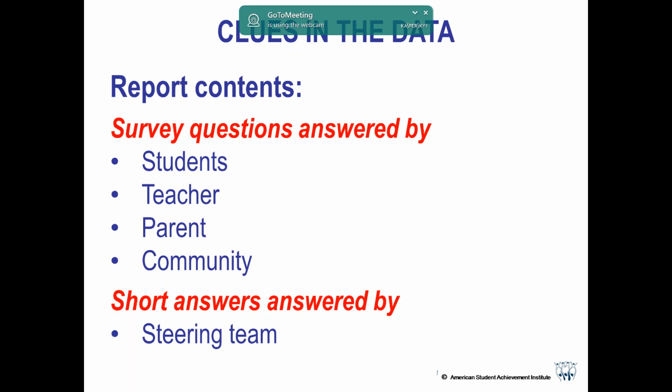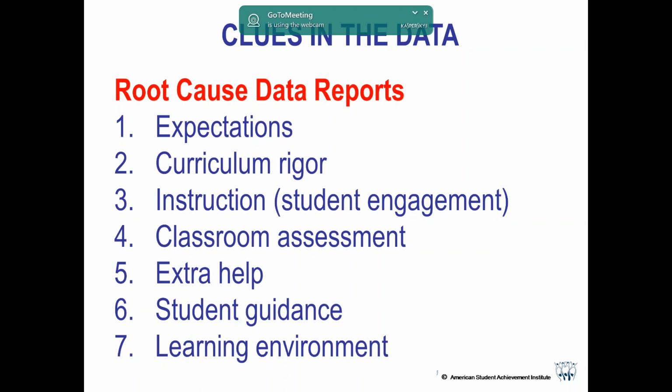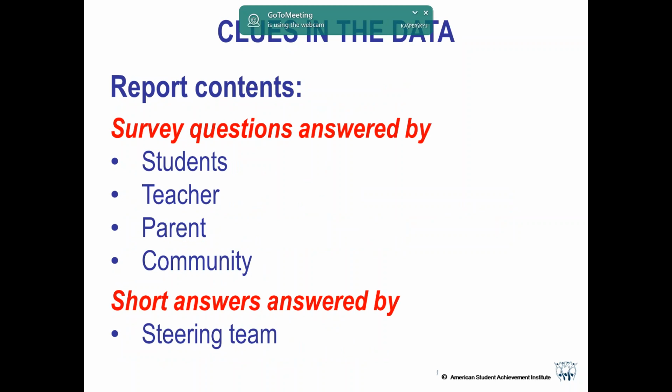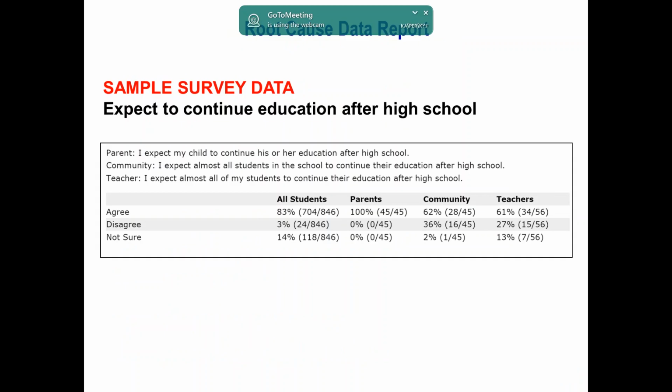And then also there are short answer questions that were answered by the steering team about programs in the school, what opportunities kids have in the school. And for the expectations report, those questions will be pulled out of that section of your input and put onto this one report as well. So you're going to see one report that says expectations, but just keep in mind that we've pulled the questions off of all the surveys and off of the short answer responses that have to do with expectations. We put them on that one report. And then we did the same thing with the curriculum rigor questions, the instruction questions, assessment questions.